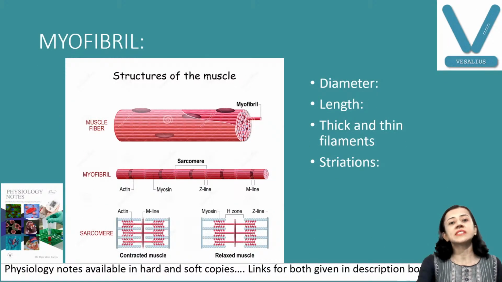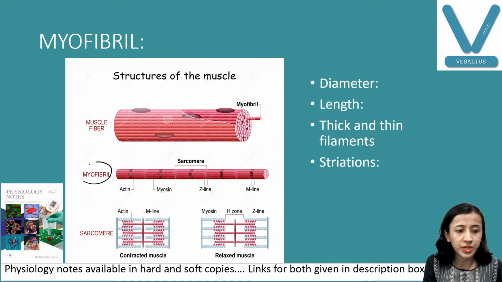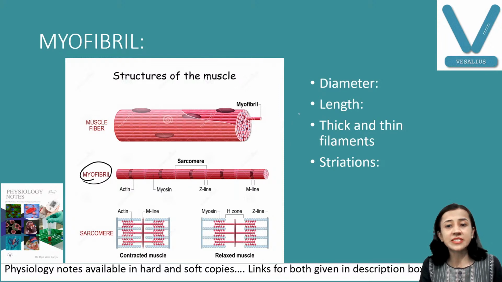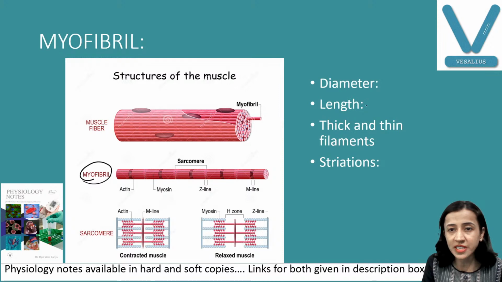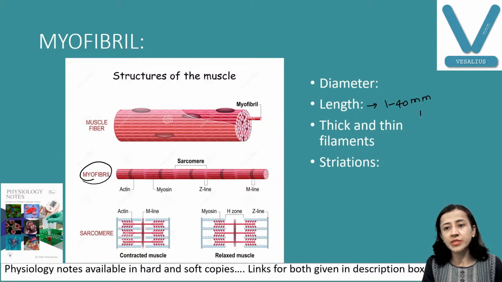Now we discuss myofibrils. You can see here, this is one myofibril. Each muscle fiber consists of a large number of myofibrils. Now we discuss length. It extends the entire length of the skeletal muscle. So the length of the skeletal muscle fiber is equal to the length of the myofibril, about 1 to 40 millimeter, as we have discussed. But the diameter is less. Here the diameter is only 1 to 2 micrometer.